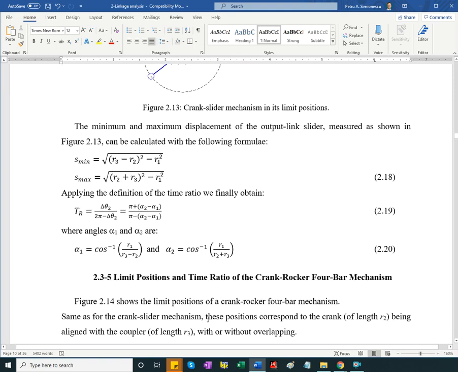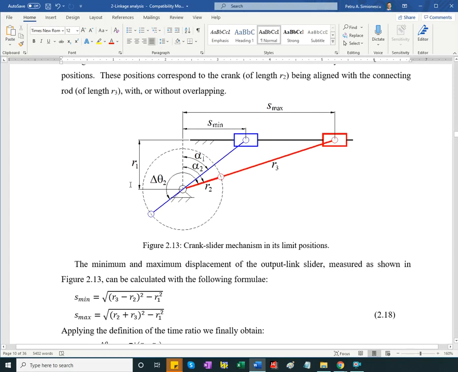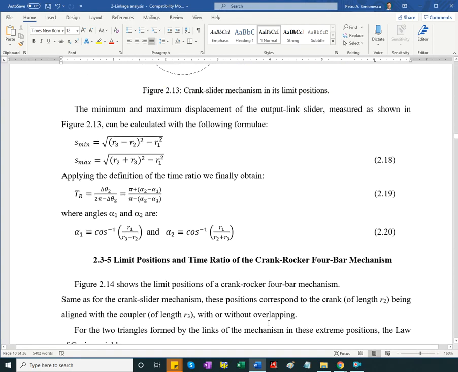If R1 is 0, then as you can see here, alpha 1 is 0 and alpha 2 is 0, so the time ratio is going to be 1, something that we expect. A centric slider crank, for half a turn I do the away stroke, and the other half a turn would be the return stroke.